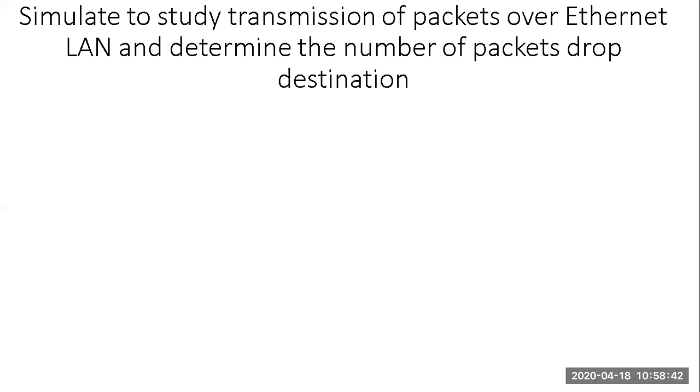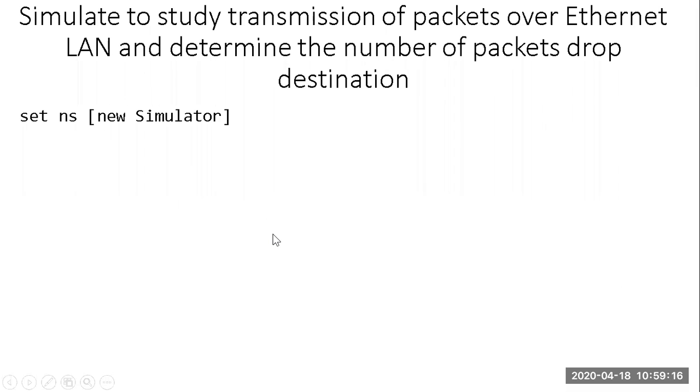If the Ethernet is perfect, what happens? There will not be any packet drop. So purposefully we create some error. We inject some error, and once the error is injected, automatically the packets will drop. We'll find out how many packets got dropped, and we'll plot a graph of the number of packets dropped against the time at which the packets got dropped.